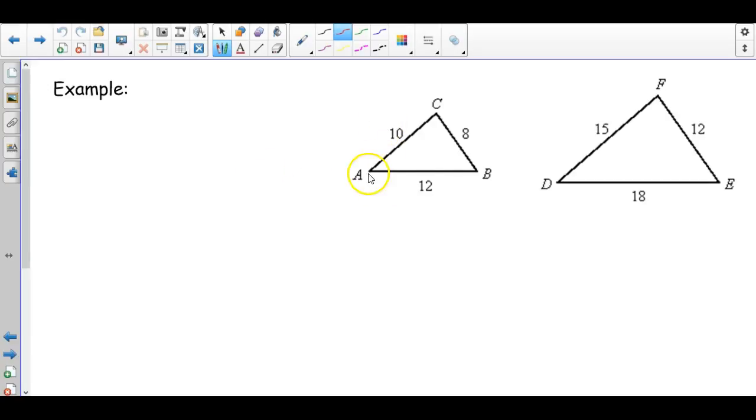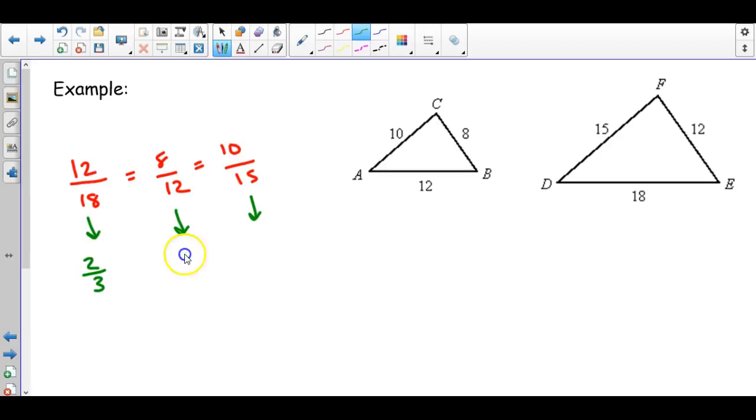So if I had triangles ABC and DEF, what I would do is first set up my ratios. I'm going to take my 12 over my 18, so that's taking AB over DE. Then I would go to the next side, which would be my 8 over my 12. And then the last side, which would be my 10 and my 15. What we'd want to do is simplify these ratios. You have a short side, a medium side, and a long side in each of these, and those would be my corresponding sides. 12 over 18, I can simplify as 2/3.